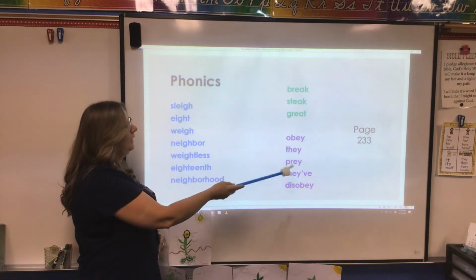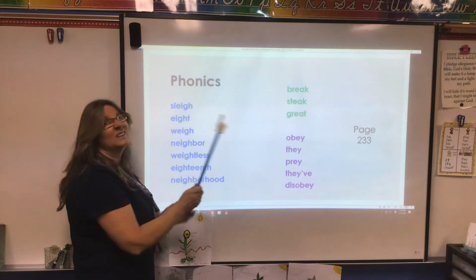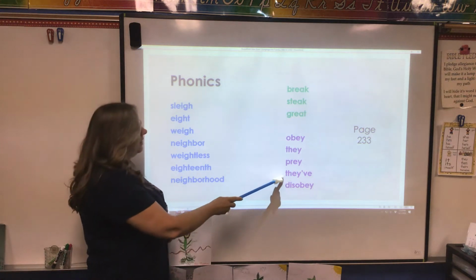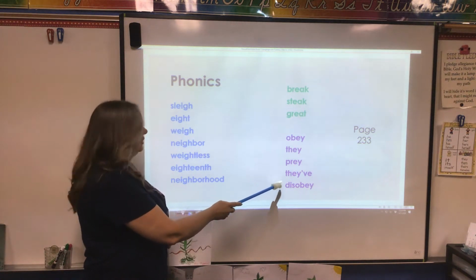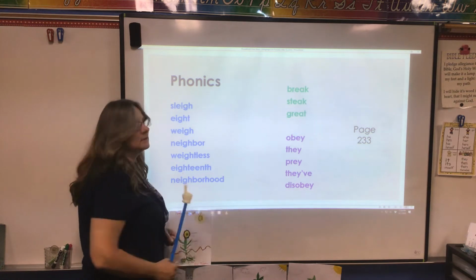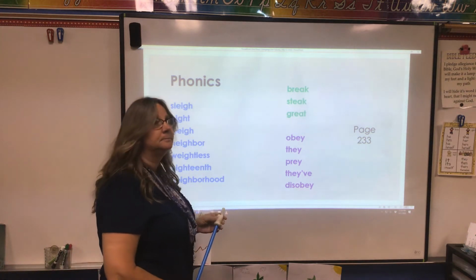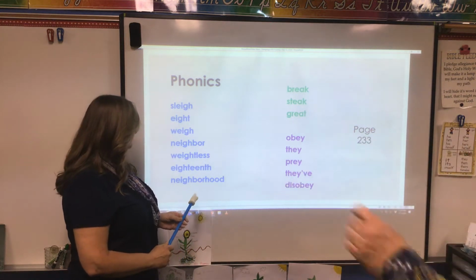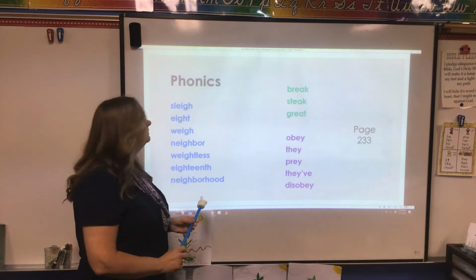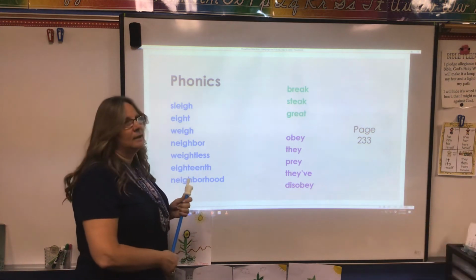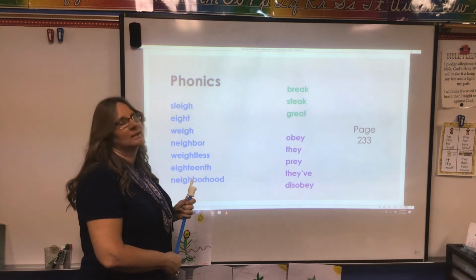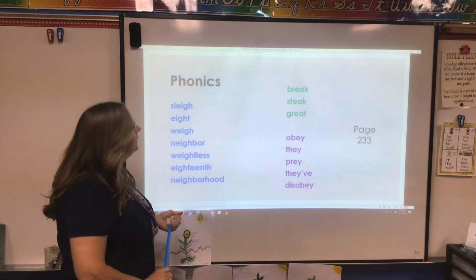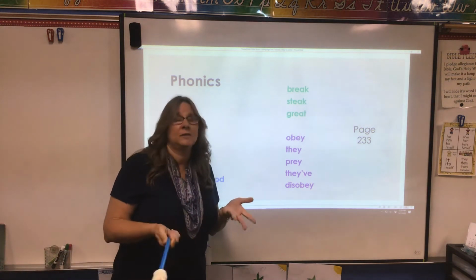And then we have obey, they, prey, and this isn't that kind of pray. This is the prey that the animals go after. We have a contraction here, they've, and disobey. If you look at those words on the left, you'll notice most of those are longer because they have GH. And remember, GH, when they're together, are silent. So you just can't hear it. The EI makes the A sound and GH is silent. All right, and when you're done with that page, you're going to shut this off.